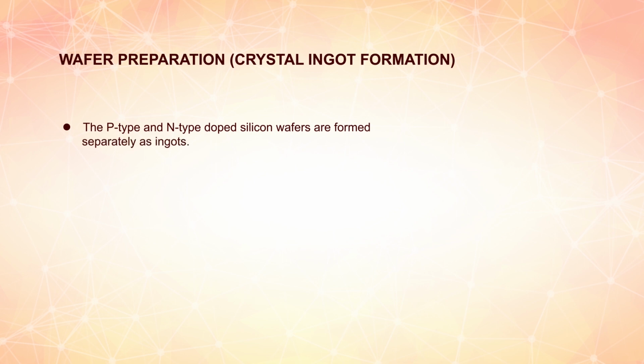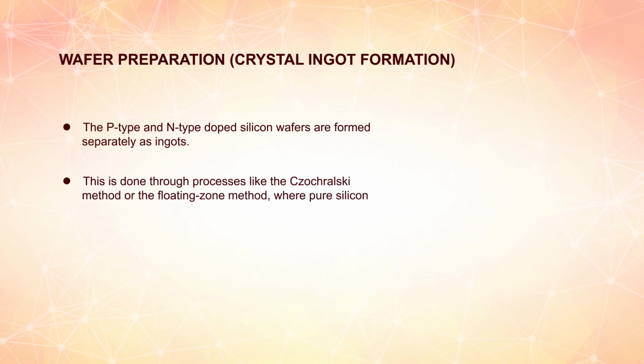The third process is wafer preparation, which is also called crystal ingot formation. The p-type and n-type doped silicon wafers are formed separately as ingots. This is done through processes like the Czochralski method or the floating zone method, where pure silicon is melted and a single crystal ingot is grown from it. This is a very important process from which the semiconductor material for the diode is made.